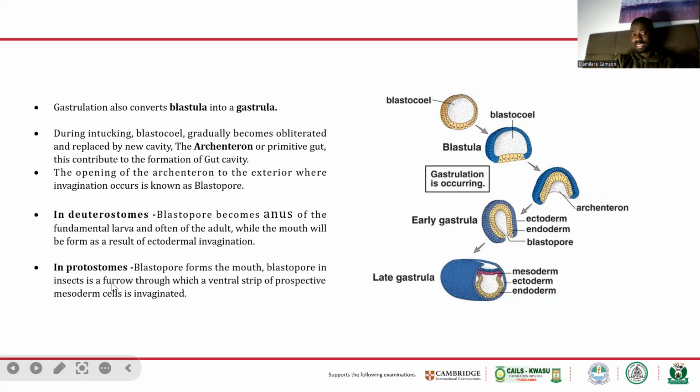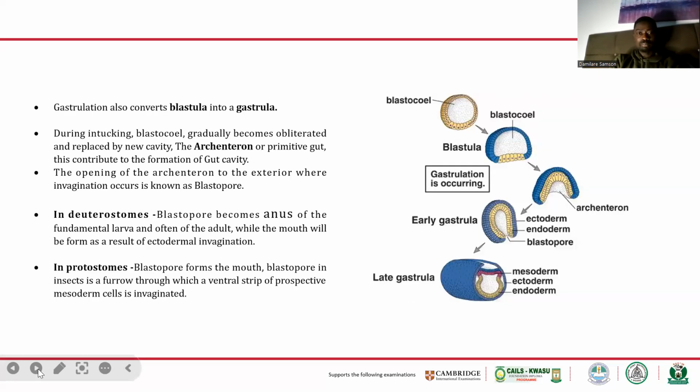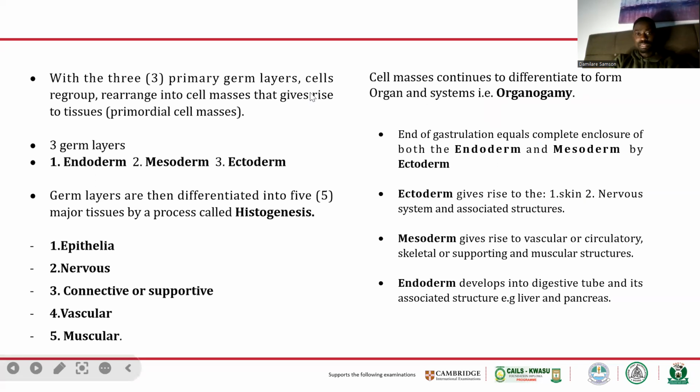The blastopore in insects is a furrow through which a ventral strip of prospective mesoderm cells is invaginated. Now, as organisms are advancing, are you getting me? The mesoderm also gets involved in the formation of the mouth and the anus. But basically, most anuses are from this blastopore. So the next part now.